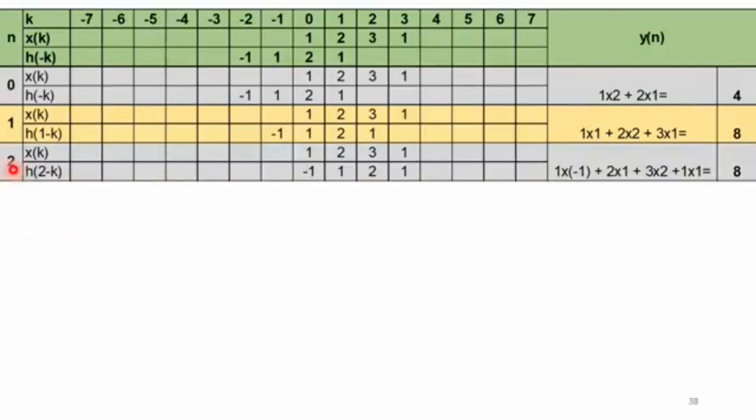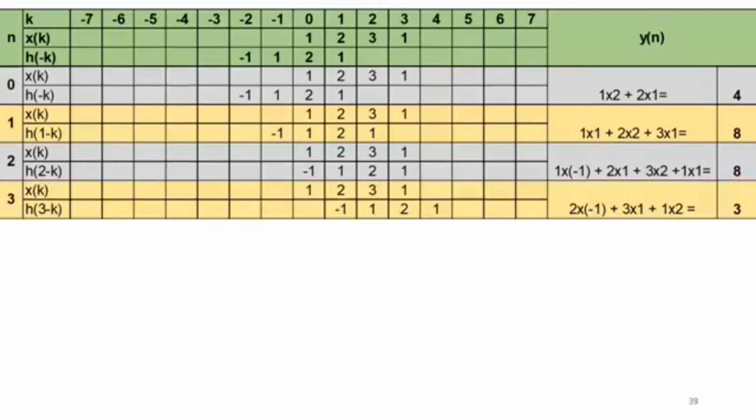Similarly, when we move to n equals to 2, there is another shift in h of minus k to h of minus k plus 2, and now all the values are overlapping. So we have, again keep an eye at this box, 1 multiplied by minus 1 plus 2 multiplied by 1 plus 3 multiplied by 2 plus 1 multiplied by 1, and that gives us again the value as 8. Minus 1 plus 2 plus 6 plus 1, we get 8.